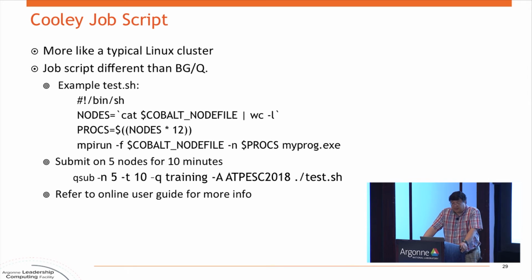This is the so-called cluster version of Cobalt, and you would use mpirun here instead of runjob or aprun, and you need to reference the file with the list of nodes in it that Cobalt will give you, and you can just use this as an example. So there are example programs and scripts in the links.